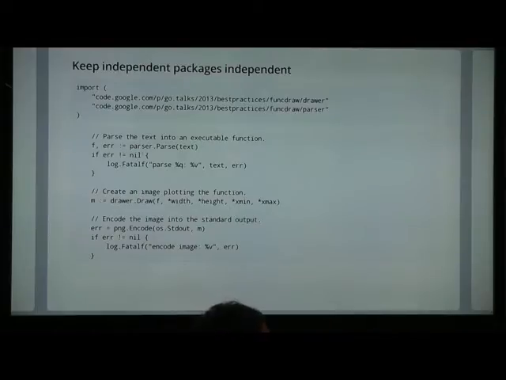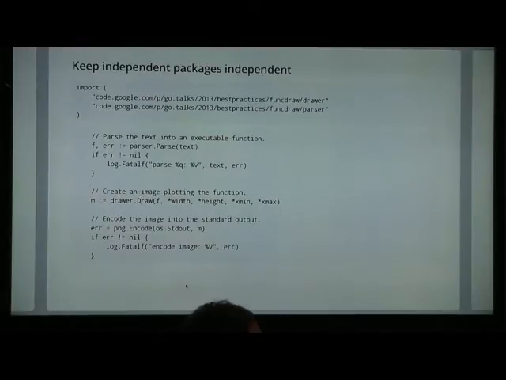So I have this code where I create a parser that I pass the text, and it returns a function and an error if the parser failed. And then I call draw, and I pass that function and the size of the image that I want to generate. Then I get an image, and I encode that image to the standard output, and there you go. Now, if you think about this, very probably, at least what I did, is parser.Parse returns a function, which is a concrete type, and then the drawer gets a function. So draw has a dependency on parser. Drawer has a dependency on parser.